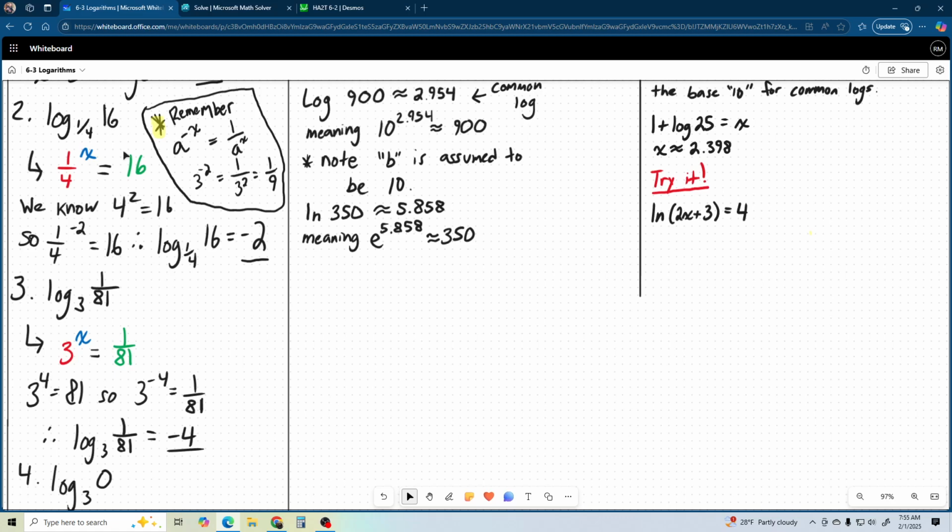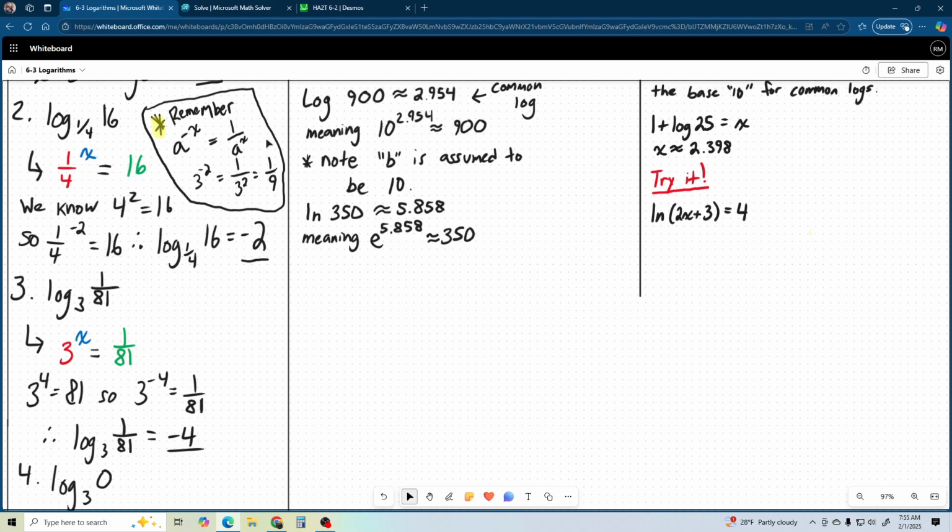Now remember, the 16 is the answer, right? And we don't know the exponent yet, because that's what this will equal. So what we're going to do is rewrite this first, right? Base 1/4, power of x, because we don't know what the power is yet, and that equals 16.